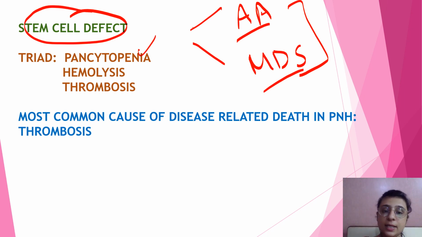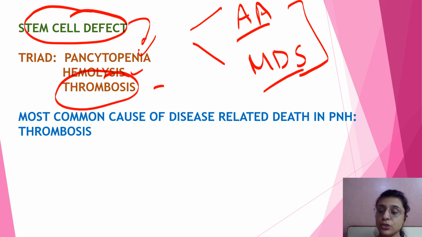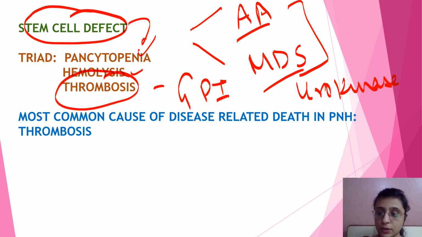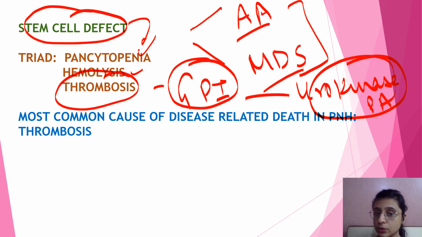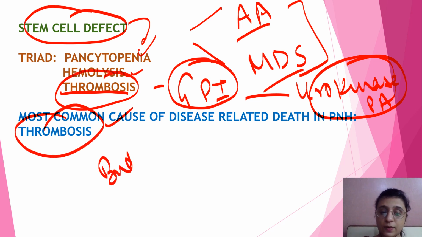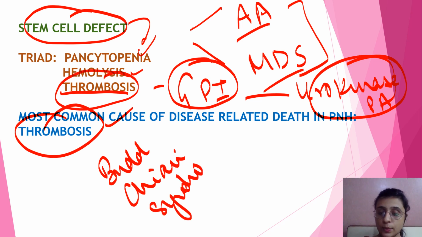Now remember, pancytopenia because there is a stem cell defect and there is lysis of all the cells, hemolysis because of complement mediated lysis, and thrombosis due to deficiency of other GPI linked proteins such as urokinase plasminogen activator, which has a role in fibrinolysis, and thus due to their deficiency there is increased risk of thrombosis. In fact, the most common cause of death in case of PNH is due to thrombosis, and more precisely, the most common cause of death in PNH patients is Budd-Chiari syndrome. Okay, so this is also a very frequently asked question, right? So clear, pancytopenia, hemolysis, thrombosis.